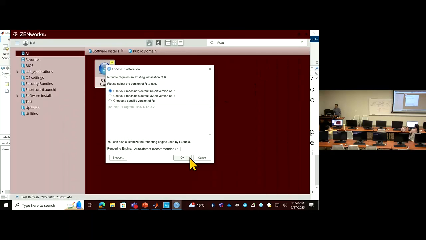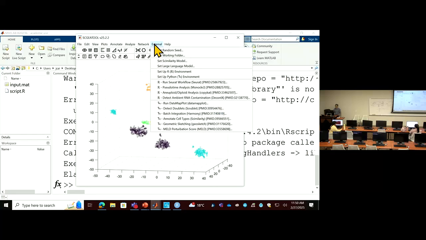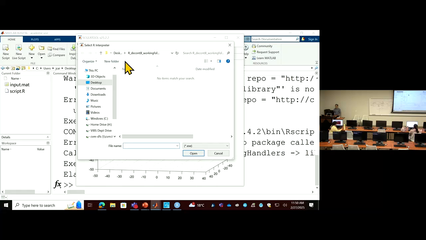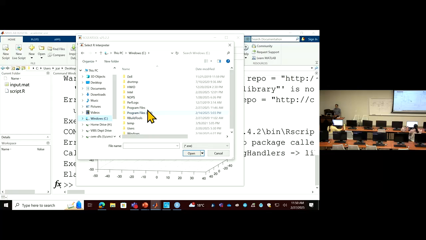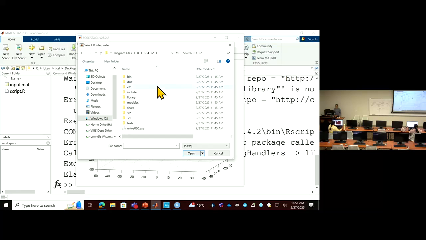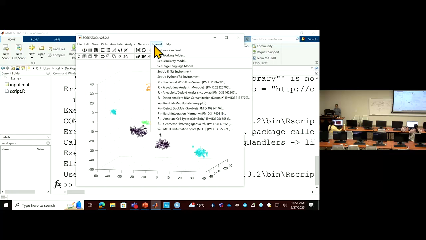So I can just put this in the back. I come back to this interface. Now, in the external, I need to reset the R running environment, because now I point to the 4.42. This is not the correct version. So I want to find C programs. This version is correct, so I should be able to put in the right position. So now I set the environment right, and then come back here.